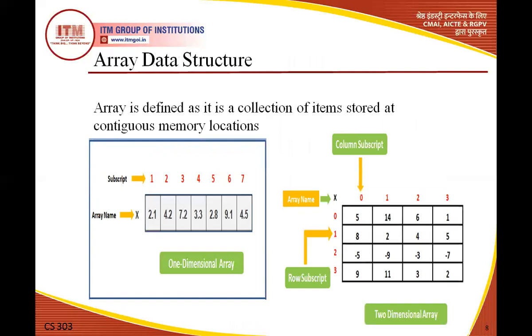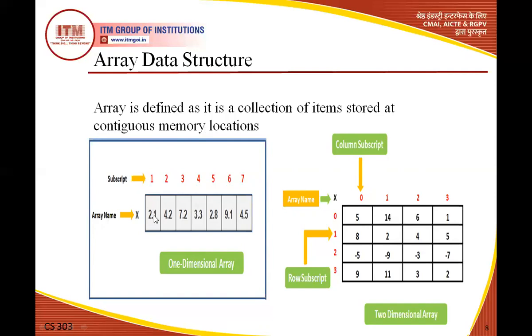So first come to the array data structure. An array data structure is defined as a collection of items. It is a non-primitive data structure, a collection of homogeneous or heterogeneous items; this is a homogeneous one. It is a collection of items stored at contiguous memory locations. Contiguous means one after another. For example, 2.1 is the first value, then 4.2. All the homogeneous data elements are stored in contiguous memory locations.